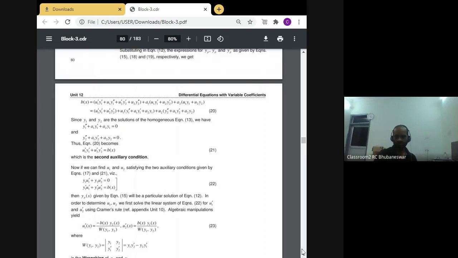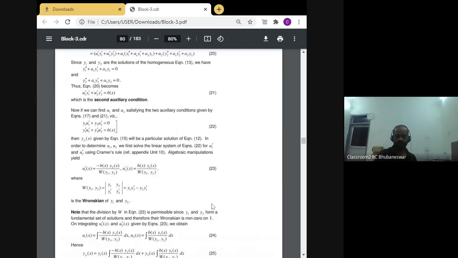So now we have a pair of equations in u1 dash and u2 dash. Now we are going to solve this pair of equations in terms of u1 dash and u2 dash. Here we have used omega, that is the capital W, the Wronskian of y1 and y2. That is a determinant of order 2 by 2. The first row is the solutions y1 and y2, and the second row is the first derivatives of the solutions, y1 dash and y2 dash. That is the value of the Wronskian determinant.